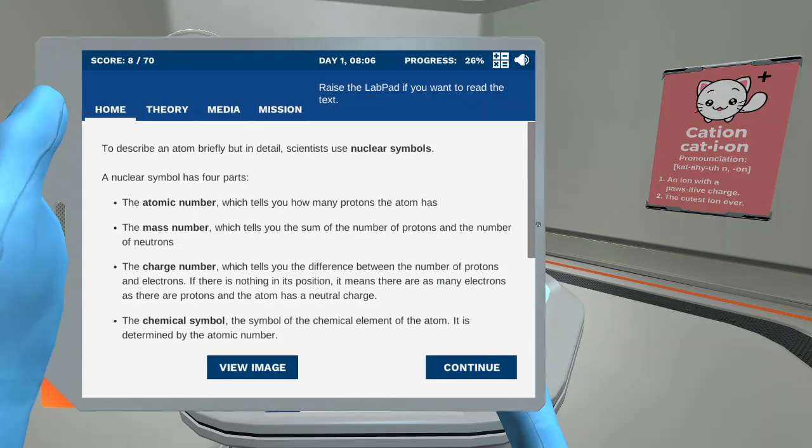To describe an atom briefly but in detail, scientists use nuclear symbols. A nuclear symbol has 4 parts. First, the atomic number, which tells you how many protons the atom has. Second, the mass number, which tells you the sum of the number of protons and the number of neutrons. Third, the charge number, which tells you the difference between the number of protons and the number of electrons. Finally, the chemical symbol, the symbol of the chemical element of the atom. If 2 atoms have the same atomic number, they are from the same element.